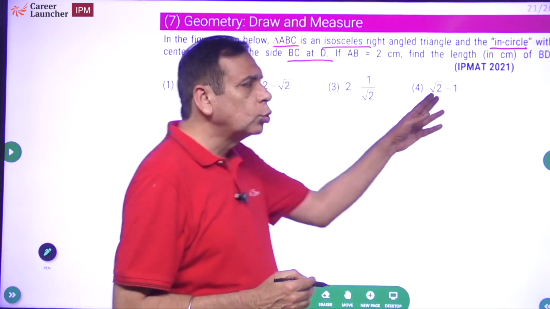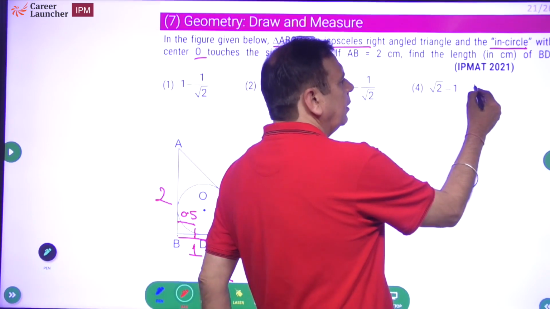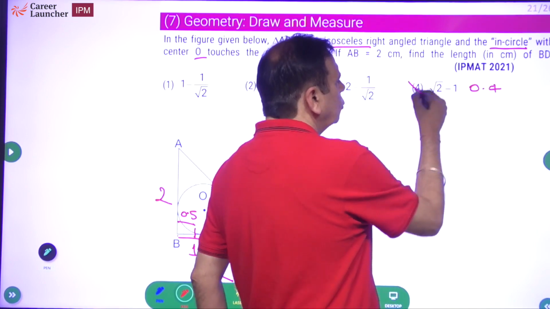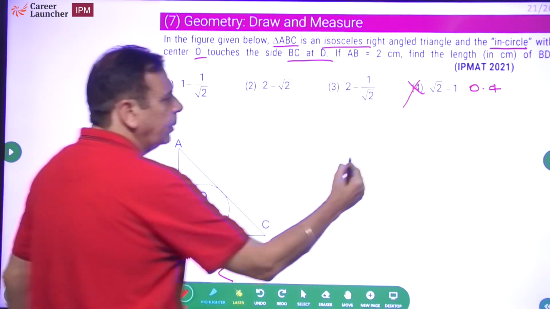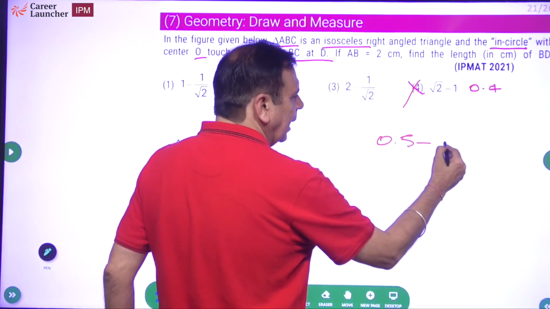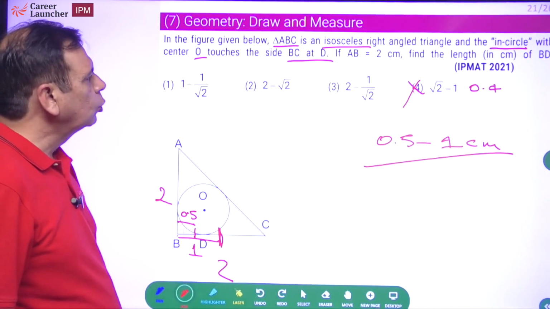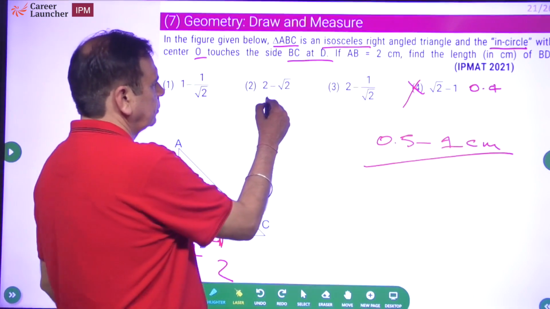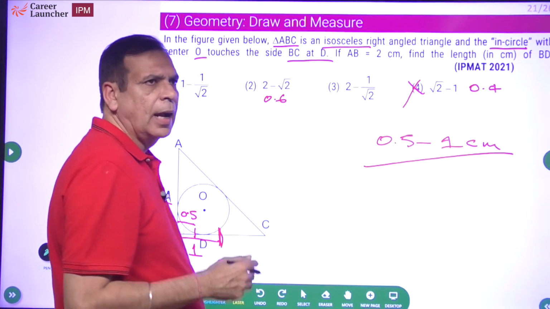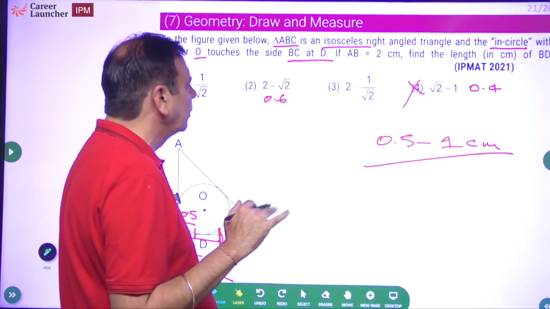How much is root 2? 1.414. This means this is 0.4. Wrong choice, because your answer needs to be between 0.5 centimeter and 1 centimeter. Right? 2 minus root 2 is 0.6. I am taking root 2 to be about 1.4.